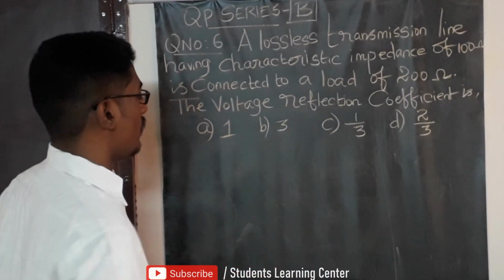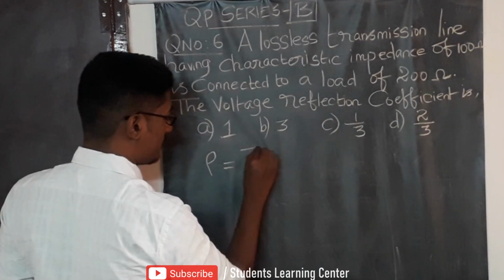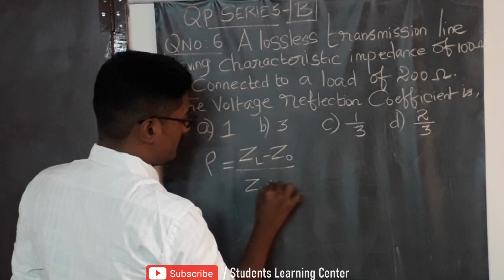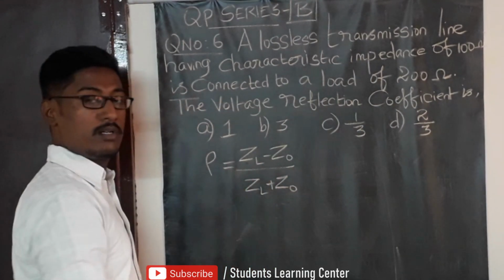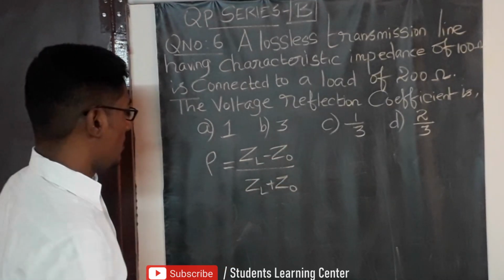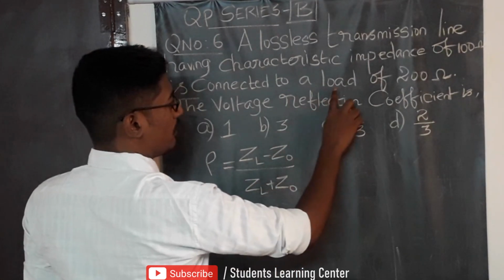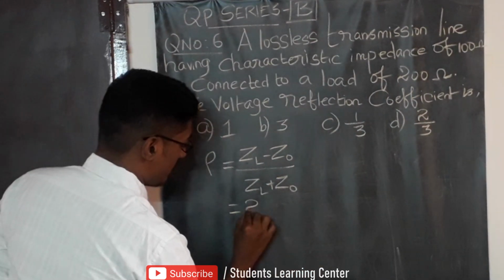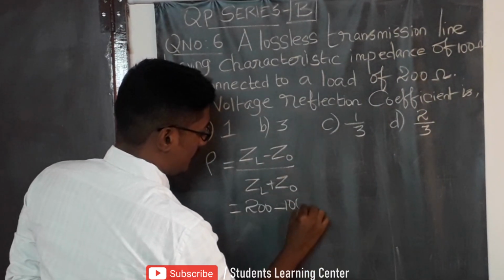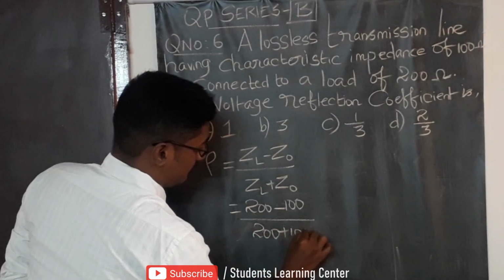So the reflection coefficient formula is rho equal to ZL minus Z0 divided by ZL plus Z0, where ZL is the load impedance and Z0 is the characteristic impedance. Substitute the values in the formula. ZL, the load impedance value, is 200, minus the characteristic impedance 100, divided by 200 plus 100.